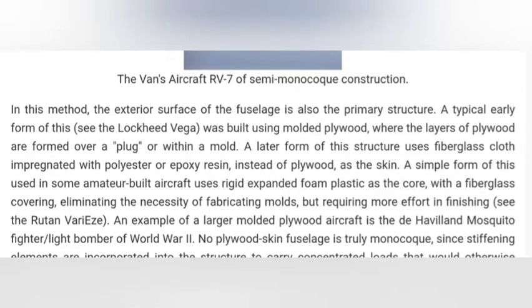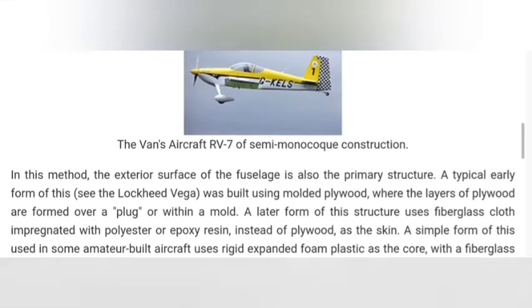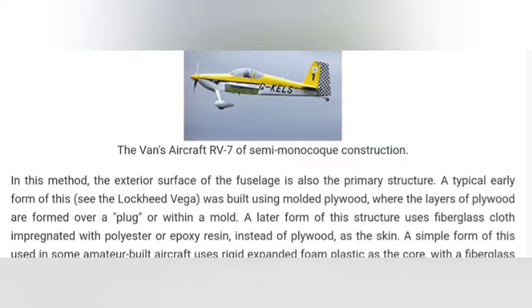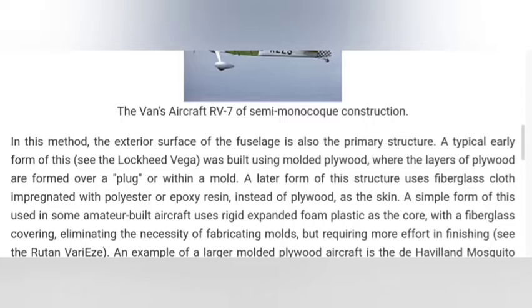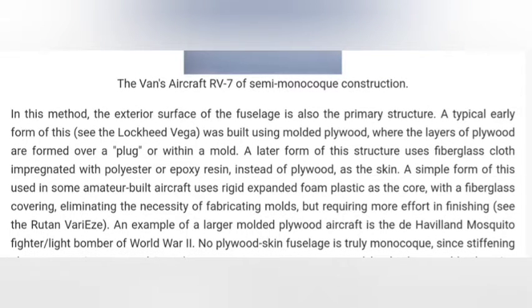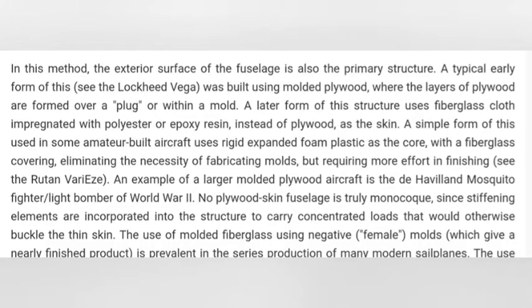In this method, the exterior surface of the fuselage is also the primary structure. A typical early form of this, see the Lockheed Vega, was built using molded plywood, where the layers of plywood are formed over a plug or within a mold. A later form of this structure uses fiberglass cloth impregnated with polyester or epoxy resin instead of plywood as the skin.